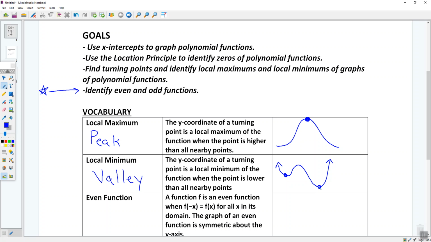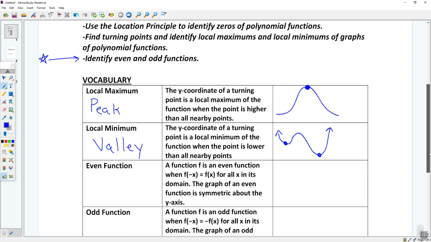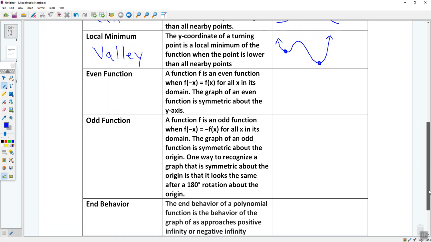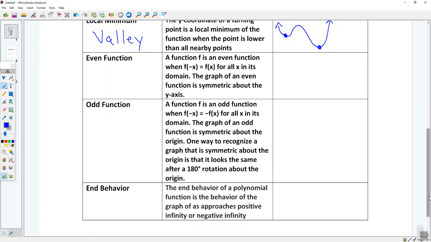Okay, all right. Kids, let's talk about even functions. This will be another vocab term that comes up, and we'll look at the examples that come along with these. For now, just understand what the characteristics of them are. Even function. A function f is even when f of negative x equals what? For all x in its domain. The graph of an even function is symmetric about the what?